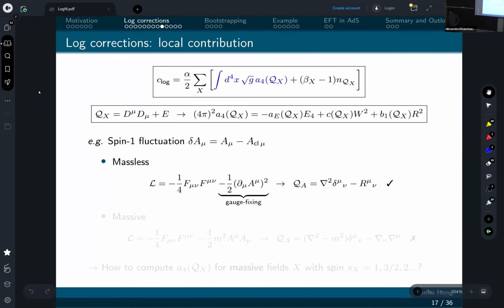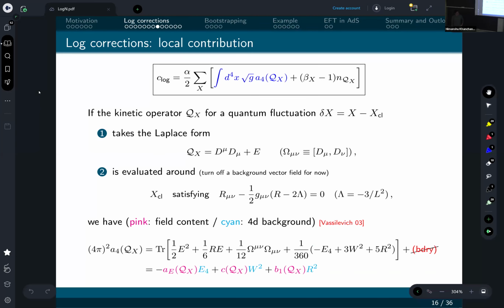The E terms and omega terms just go away when you do the trace. E square and omega square terms. Oh, E and omega are in this kinetic operator, or they're related in terms of the curvature. Yeah, correct. So they contribute to the E4 and W square and R square terms. So they can be written in terms of linear combinations of these three.